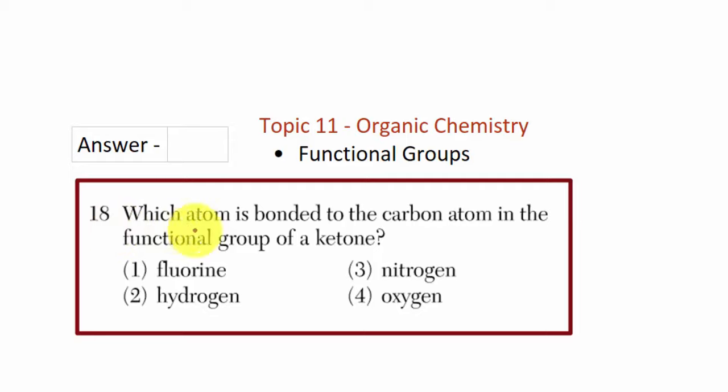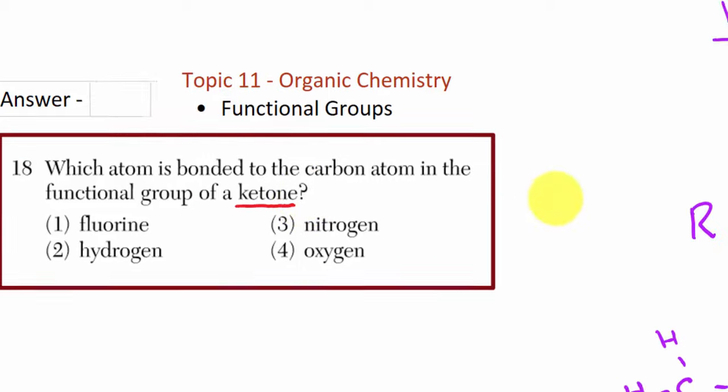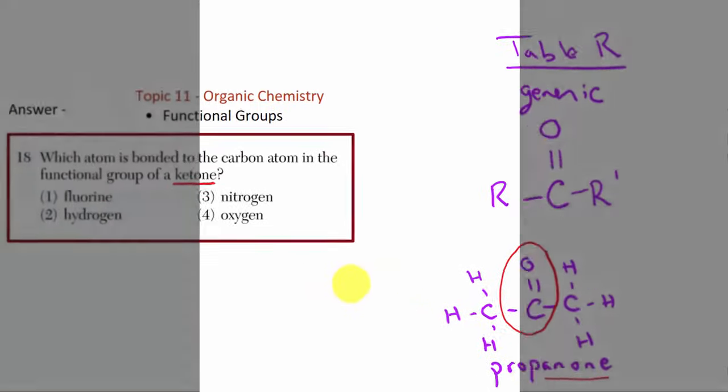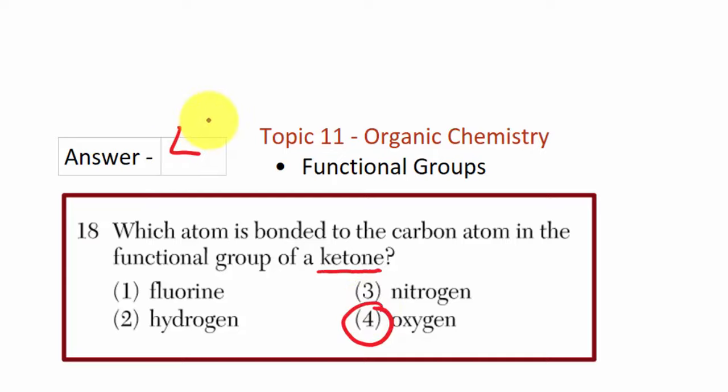Question 18. Which atom is bonded to the carbon atom in the functional group of a ketone? Now, if you don't know what a ketone is, you've got a lot of studying to do. A ketone is one of the special organic compounds. You can find it on Table R. You will find this generic structure representing a ketone, and you can see that the carbon has an oxygen double bonded to it. That carbon has to be centrally located in the structure. Here's an example of a particular ketone. This is called propanone, 3 carbons for prop. The anone ending tells us it's a ketone. And you can see the functional group right here, double bonded oxygen. So the answer to our question is oxygen, number 4.